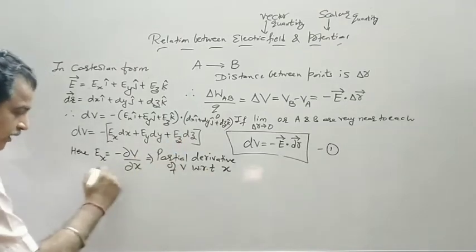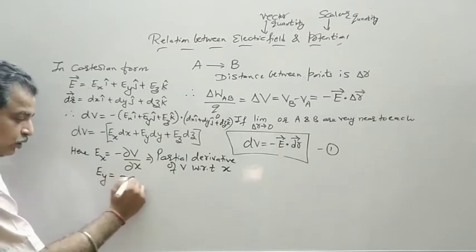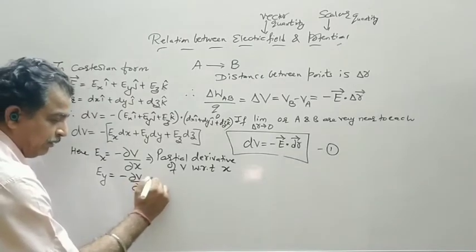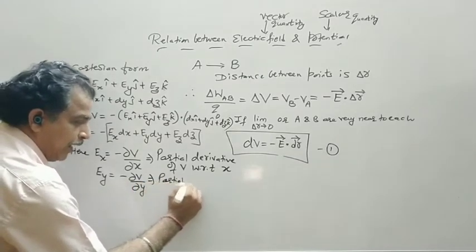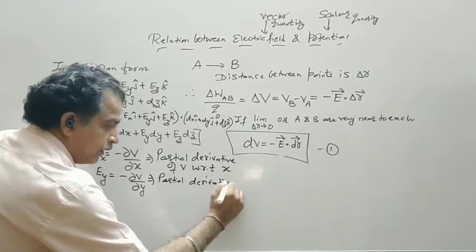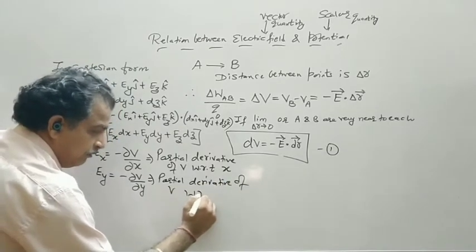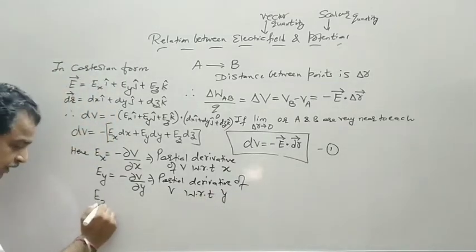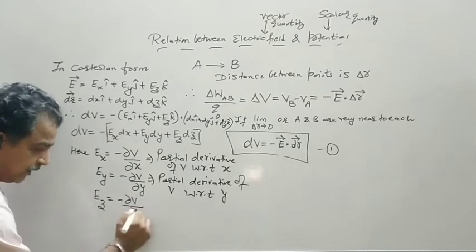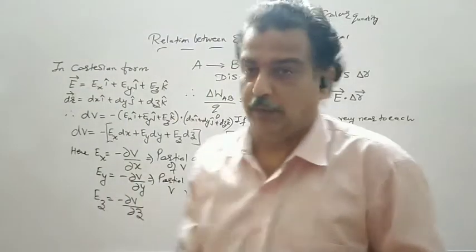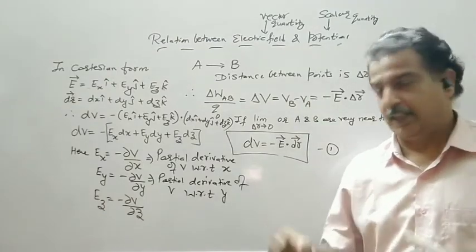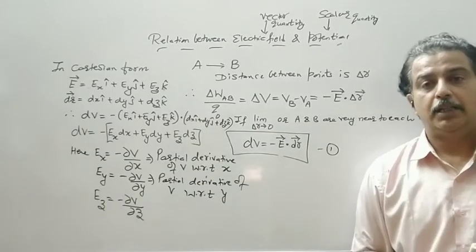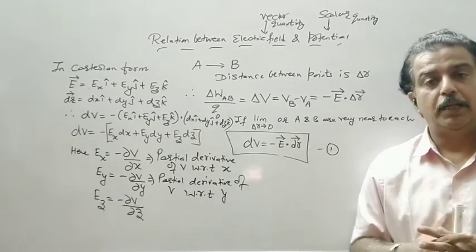Just you remember what I am writing, Ey is minus del v upon del y. It will be read as partial derivative of v with respect to y. And similarly, Ez can be written as minus del v by del z, and it will be read as partial derivative of v with respect to z. We will explore this partial derivative concept by taking a simple example.